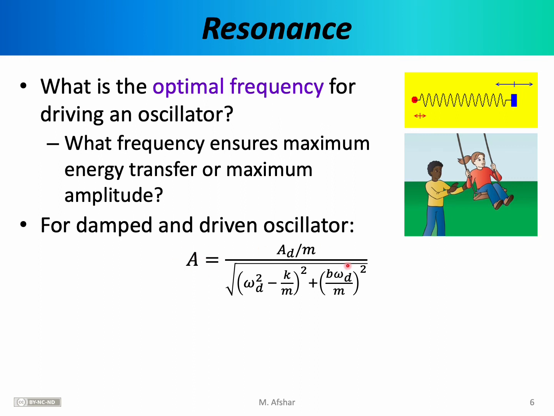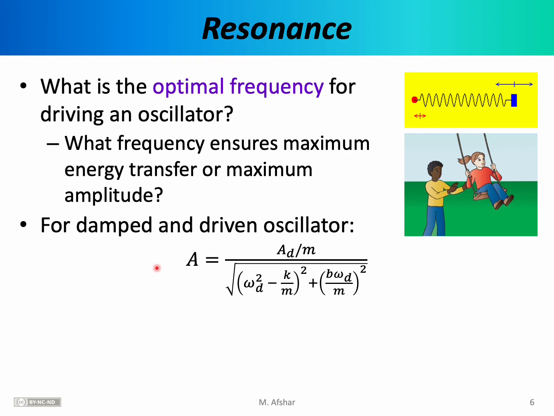The amplitude depends on a lot of different factors, but in particular, it depends on omega sub d, which is the angular frequency of the driving force. Omega sub d shows up here, and it also shows up here. So if you change omega sub d, if you change the frequency with which you're driving the oscillator, you're going to change the amplitude as well.